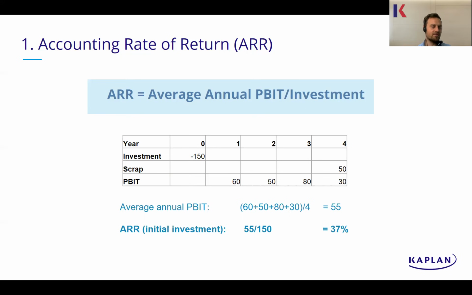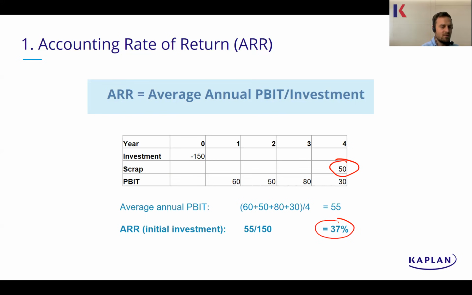And if I do that, if we use the initial investment, so 55 over 150, we end up with 37% as our average return. So that's the accounting rate of return. That's the percentage return we're getting on our investment each year. Now, what that doesn't factor in is this scrap.